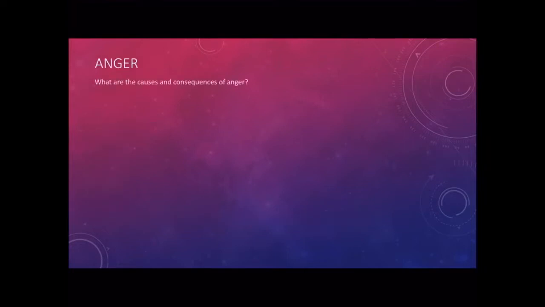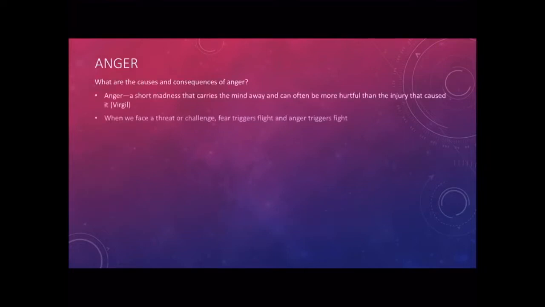Okay, causes and consequences of anger. So the main cause of anger is going to be that we face a threat or a challenge, and if we're fearful of that threat or challenge, then that triggers us to flight, right? And if we're angry, that triggers us to fight. So it's that fight or flight threat that often triggers anger.